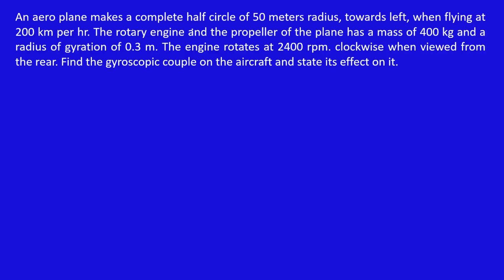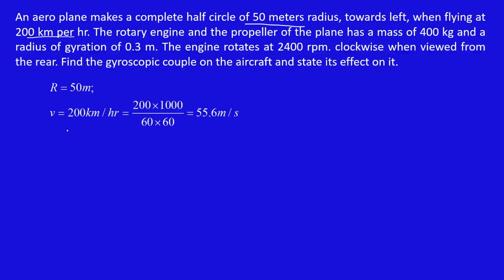The aeroplane makes a complete half circle of 50 meter radius, r equal to 50 meter, when flying at 200 kilometers per hour. Velocity equal to 200 kilometers per hour. From that, 1 kilometer equal to 1000 meter. Then 1 hour equal to 60 into 60, 1 hour equal to 60 minutes, 1 minute equal to 60 seconds. So 200 multiplied by 1000 divided by 60 multiplied by 60, 55.6 meter per second.